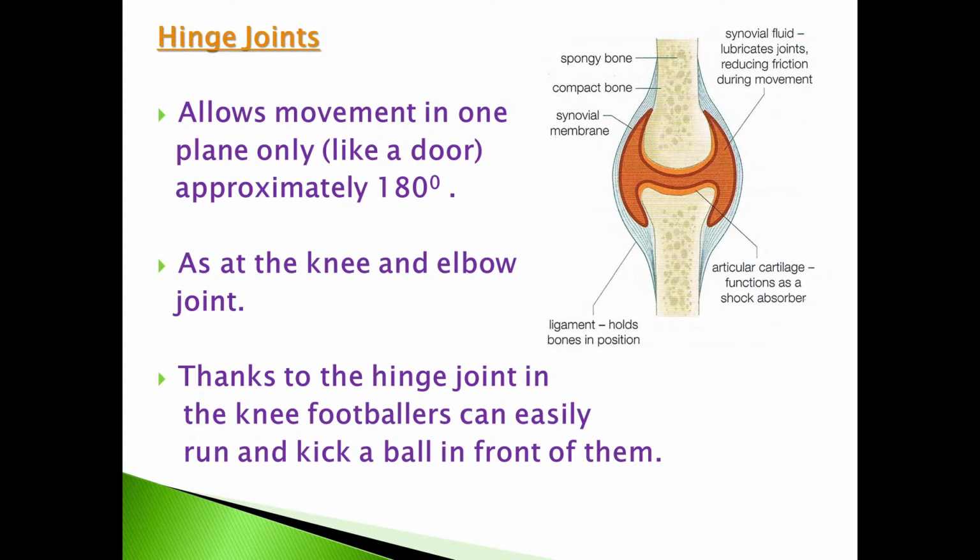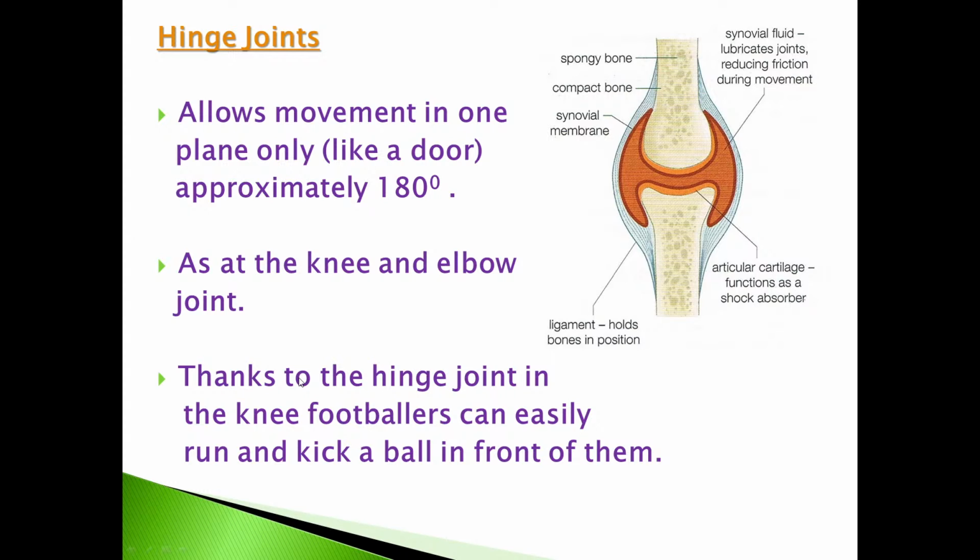So moving on to another kind of movable joint, or if you want to say synovial joint. This one is called a hinge joint. Just like the hinges on a door, you realize that a door can only open and close. You remember that the hinges of the door are designed in such a way that they allow that movement. So we normally compare this type of joint with the opening and closing of a door.